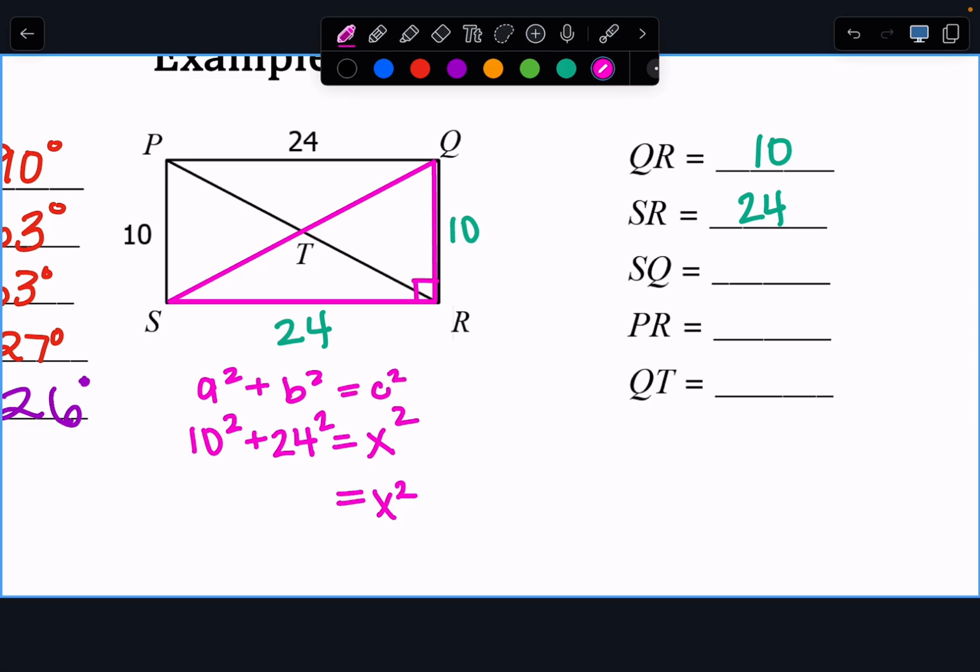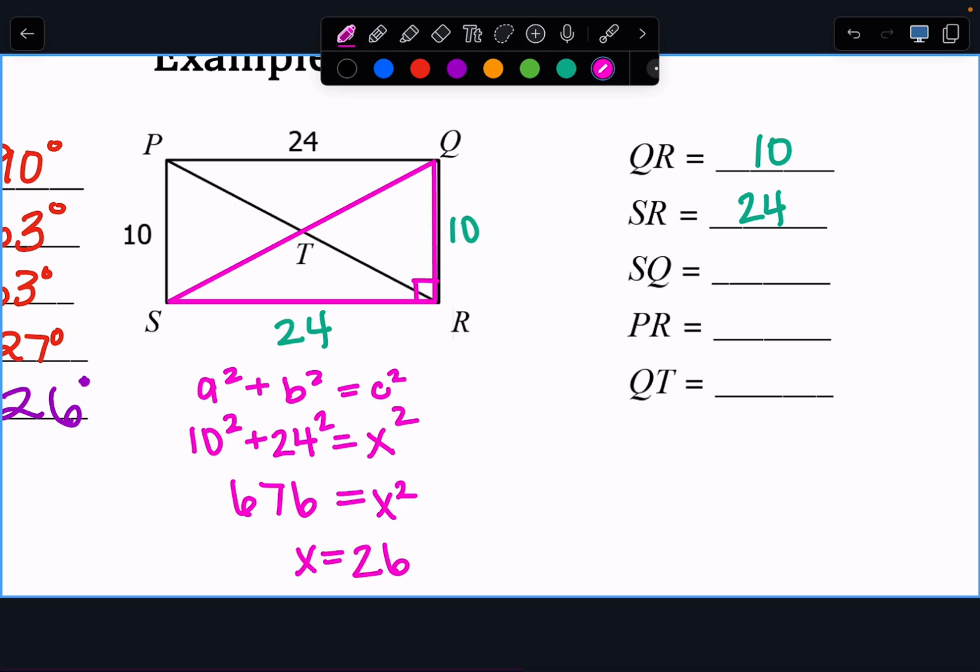Pythagorean theorem. Number 1, I know we did it last year together. Number 2, we talked about it a couple times first semester. Leg squared plus leg squared equals hypotenuse squared. It just matters that the hypotenuse is C. Okay, what's 24 squared? 576. So what's the square root of 676?